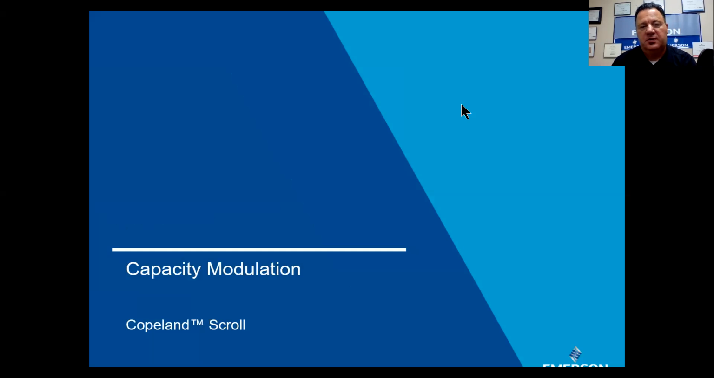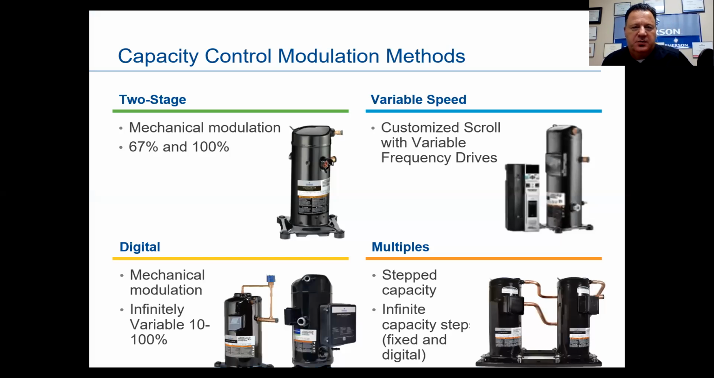All right, let's start in with the capacity modulation. We're going to talk about four specific modulations. We're going to talk about two-stage. We're going to talk about variable. We're going to talk about digital. And then we're going to talk about multiples, tandems, and trios. All right, so let's walk through these here. So capacity control modulation methods, and we'll walk through each one of these.